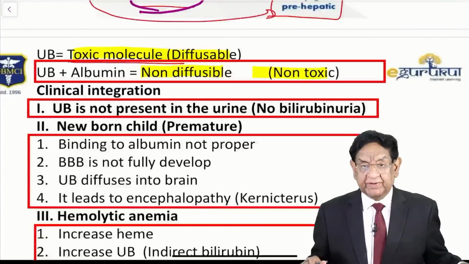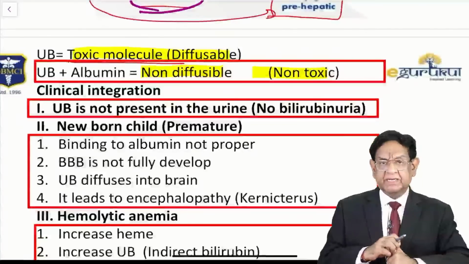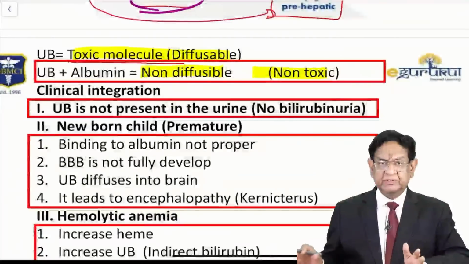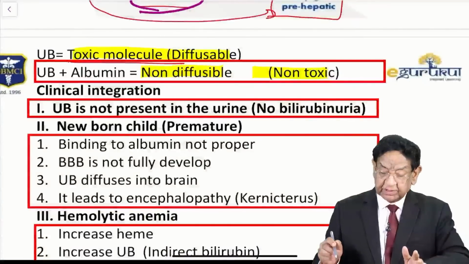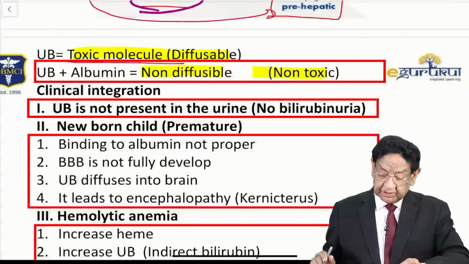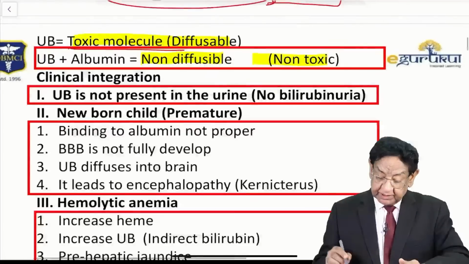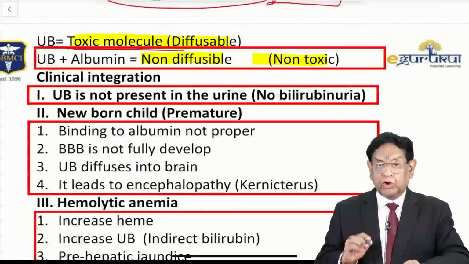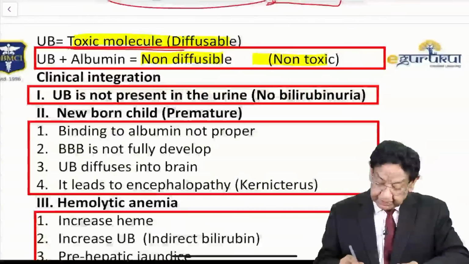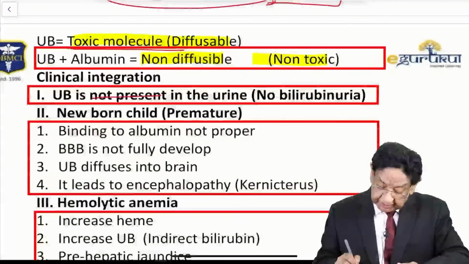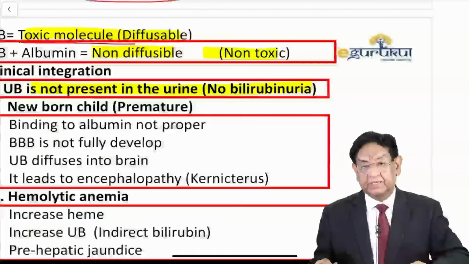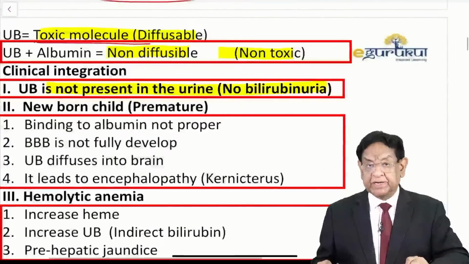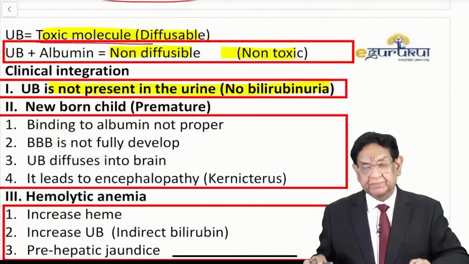God is the greatest engineer. He has designed our body in a very beautiful way. A toxic material is getting produced, but it is immediately neutralized by getting attached to albumin, so it becomes non-diffusible. Done. Now more clinical integration. That's why unconjugated bilirubin is not present in the urine, because it is attached to albumin. Albumin is a very big molecule. So in any condition where we have a prehepatic cause of jaundice, that is hemolytic anemia, bilirubin will not be there in the urine.